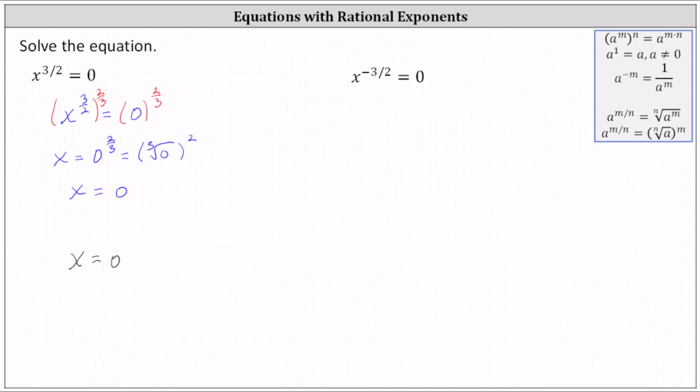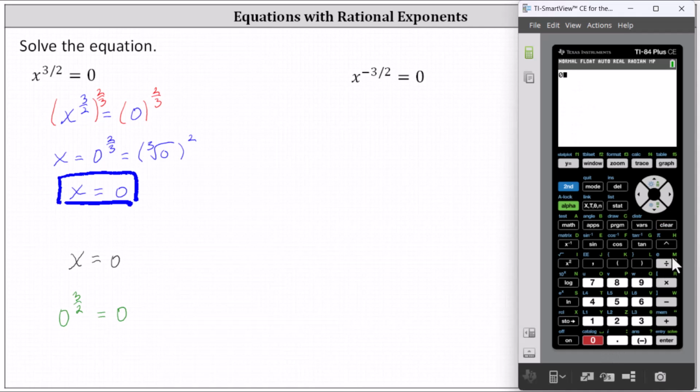Let's also verify this using the calculator. Substituting 0 back into the original equation, let's just verify that 0 to the power of positive 3/2 equals 0. Going to the calculator, 0 to the power of 3/2 is 0, verifying our solution.